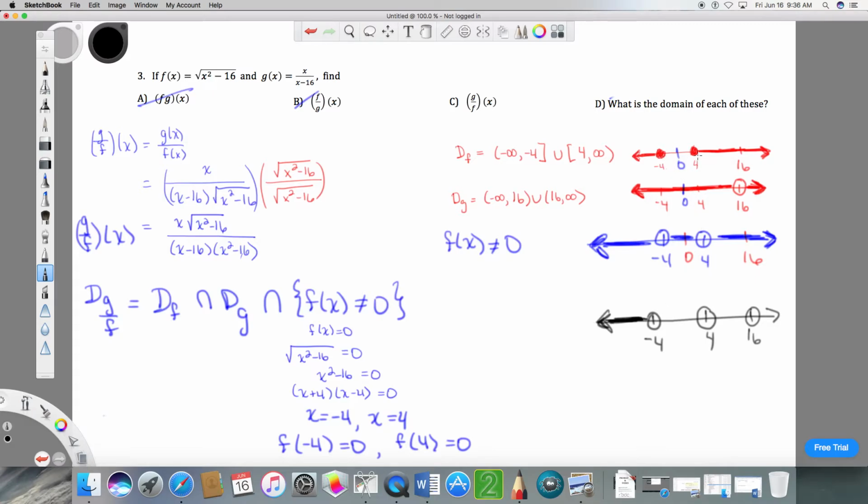Between -4 and +4 is not in this top set, therefore it will not be in our intersection. What about between 4 and 16? Between 4 and 16, the numbers are all shaded in these three sets, so they're shaded in my intersection because it's here and here and here. And to the right of 16, the same thing. It's in all three sets, therefore it's in my intersection. So here's a picture of our final answer, and let's see if we can write that in interval notation.